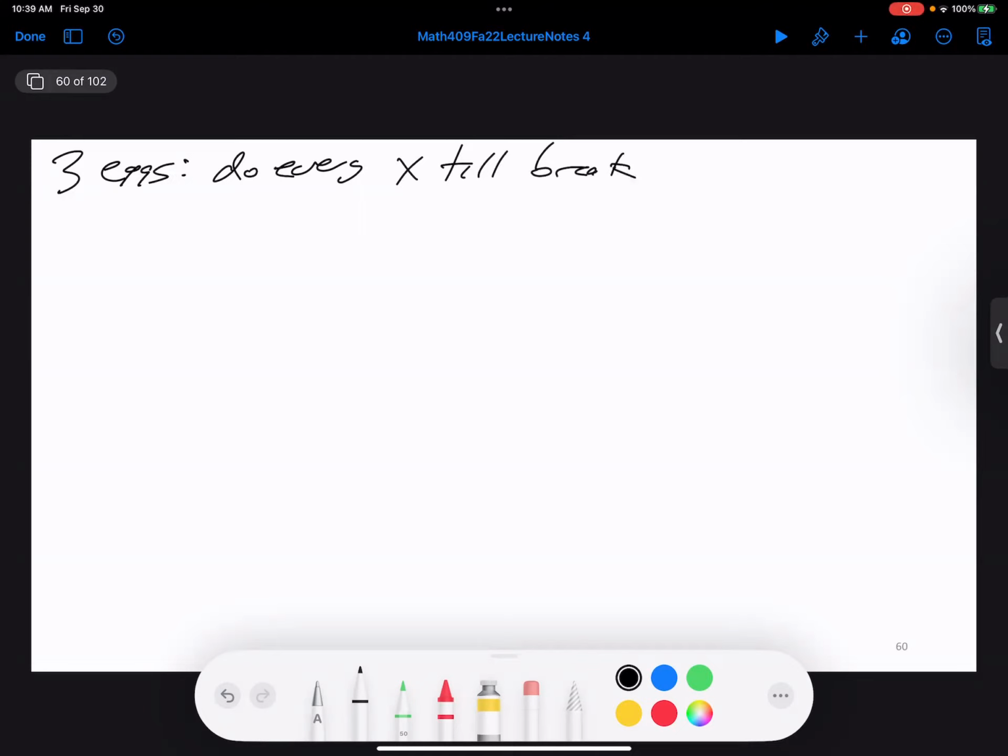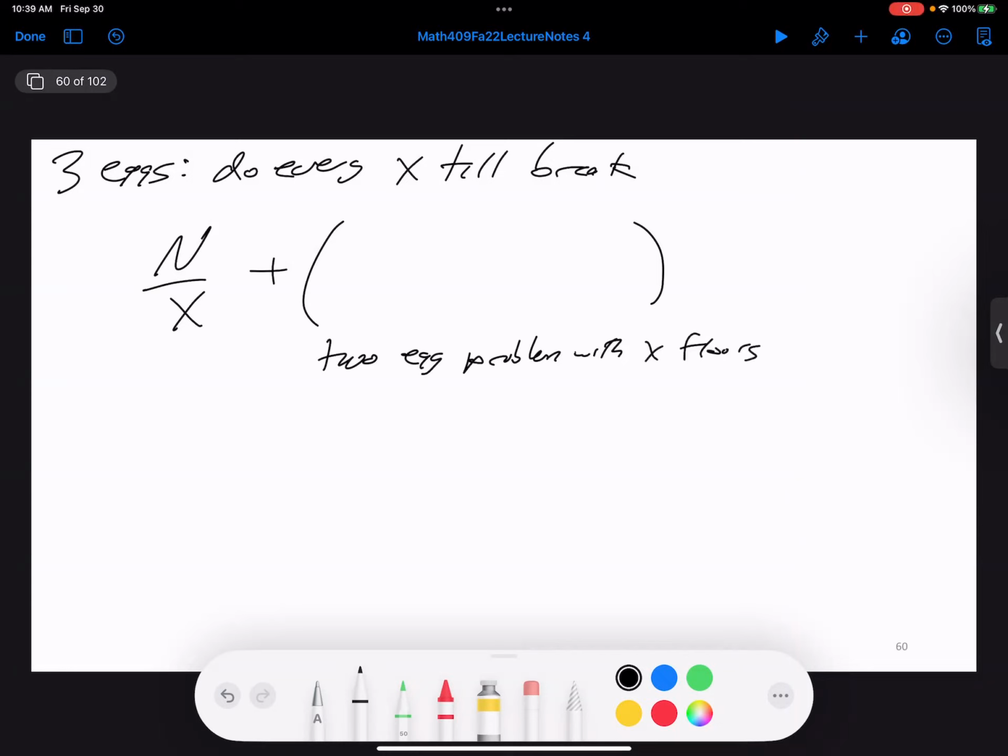So how many times could we do it if we're doing every X? Well, the building is n floors. I'm moving up every X. So how many drops, worst case scenario, before the first egg breaks? N over X. And now, once that first egg breaks, it's the 2-egg problem. With how many floors? With X floors.